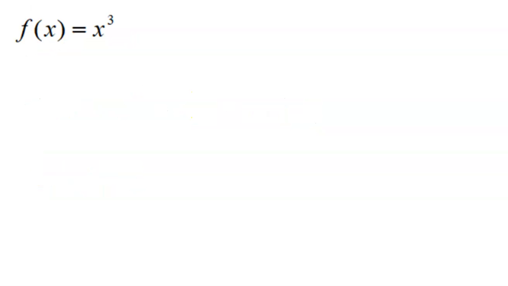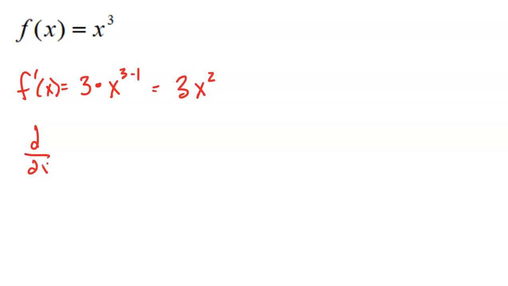Let's do another one. f of x equals x cubed. The derivative of this function is, here it goes, ready? 3 falls down in front as my new coefficient. x to the 3 minus 1, that equals 3 times x squared. Done. The derivative with respect to x of x cubed is 3x squared. It's that simple. And you can probably even start doing most of the work in your head.